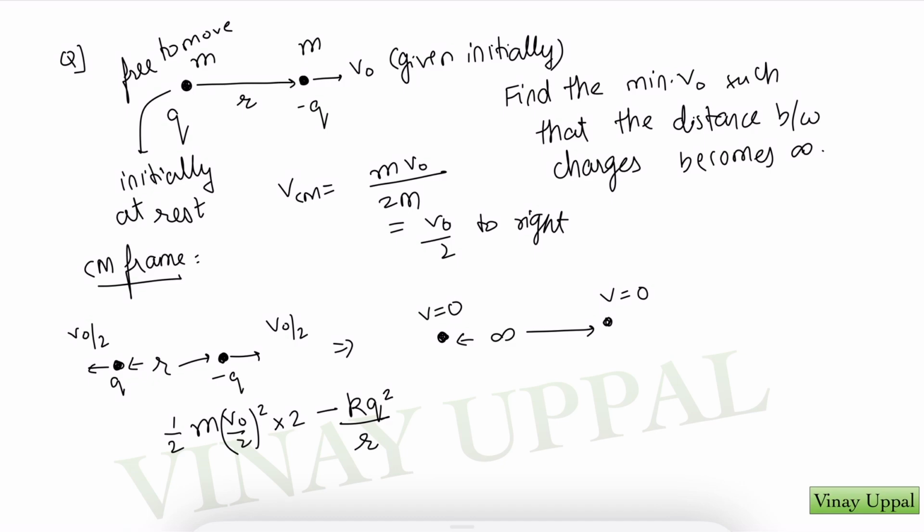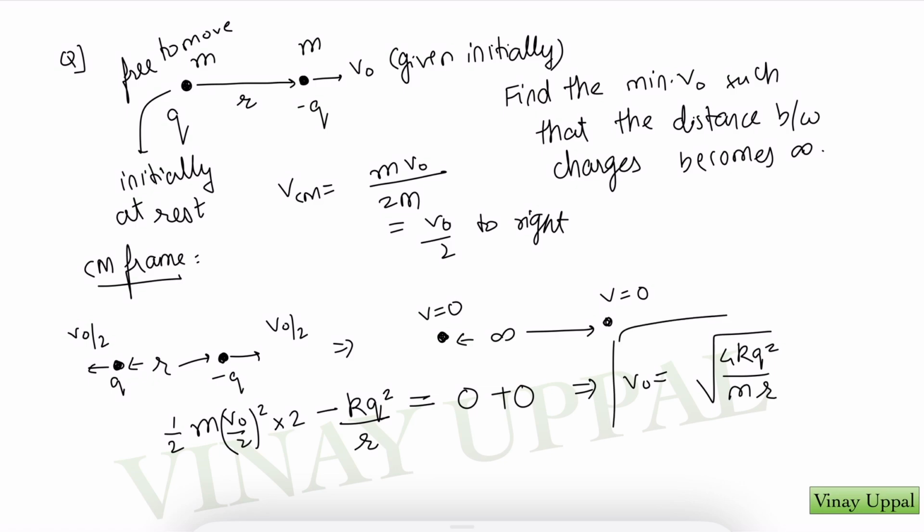Alright, so the potential energy initially would be minus kq squared by r. Finally, because the distance is infinite, potential energy would be 0. And what about the kinetic energy? The speeds are both 0, so kinetic energy will also be 0. And that's it. Therefore, you will get your speed as root of 4 kq squared by mr. So this was a pretty good level question, combining concepts from mechanics with electrostatics.